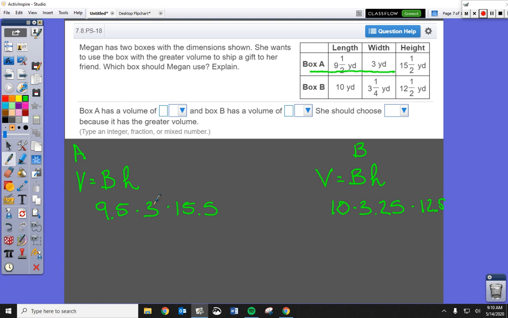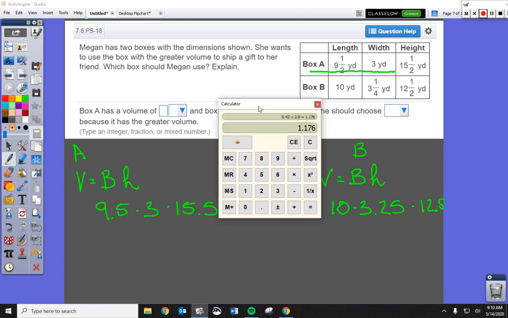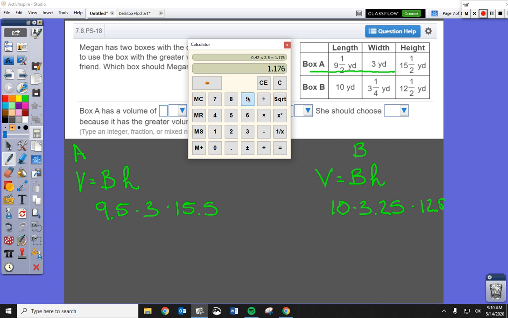All right. Just to expedite this, we're going to use that calculator again. We're going to go 9.5 times 3. So the area of that base gives me 28.5. I'm going to multiply that by 15.5. Gives me an answer of 441 7/75, and we're both doing cubic yards here, so that's good. We don't have different dimensions or different units of measure. All right, so that's the volume of box A.